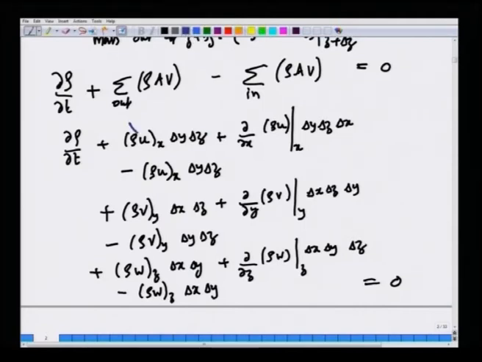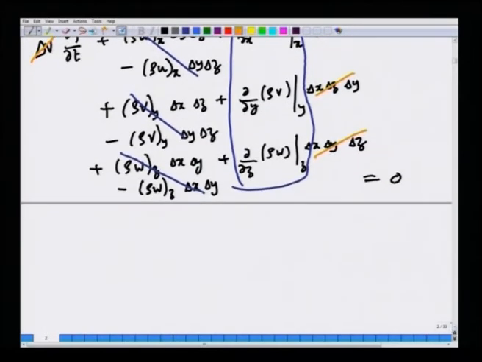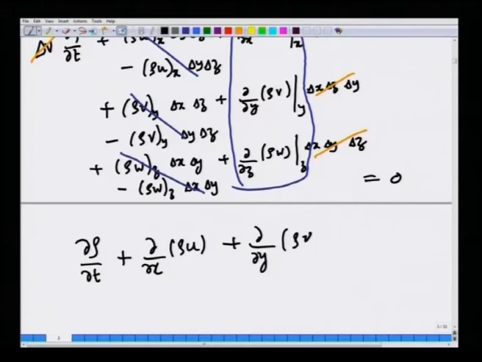Now, we can see that several terms are going to cancel away. For example, these two terms will cancel, these two terms will cancel, these two terms will cancel, leaving us with only this term. All these terms are multiplied by the volume, which we wrote earlier. This delta V is nothing but delta x delta y delta z. So, you can divide the entire equation by delta x delta y delta z to give a simple expression for mass conservation: d dx of rho u plus d dy of rho v plus d dz of rho w is 0.